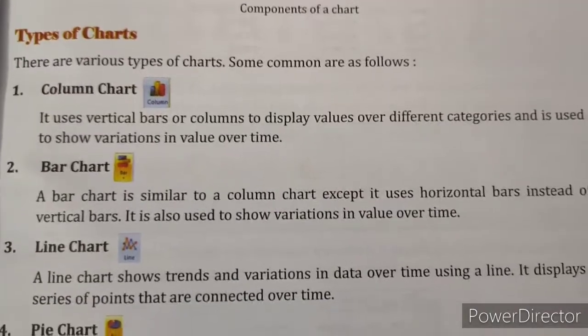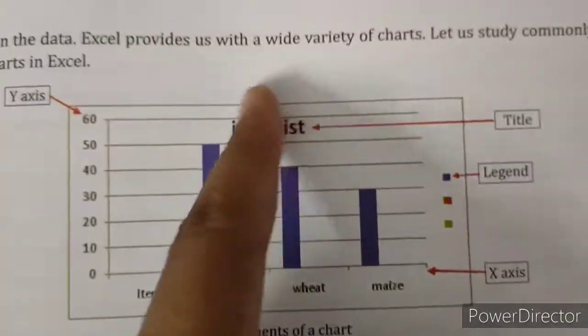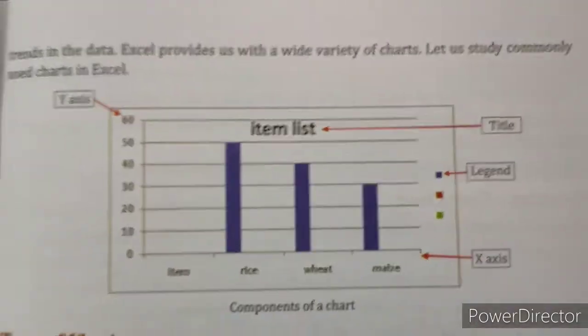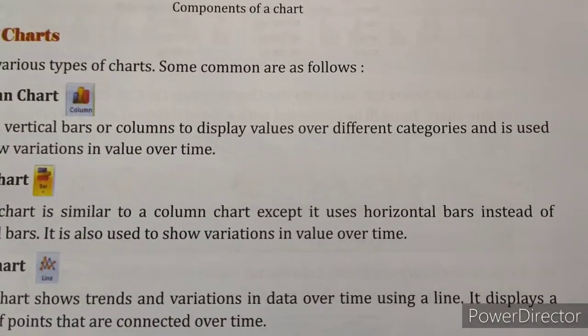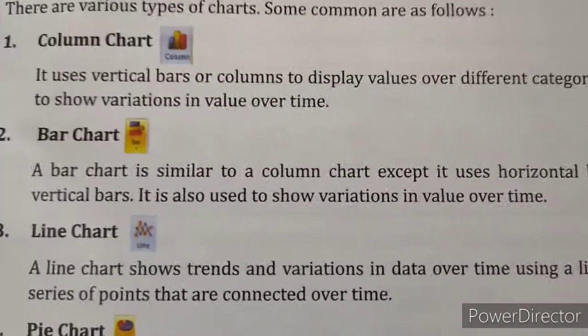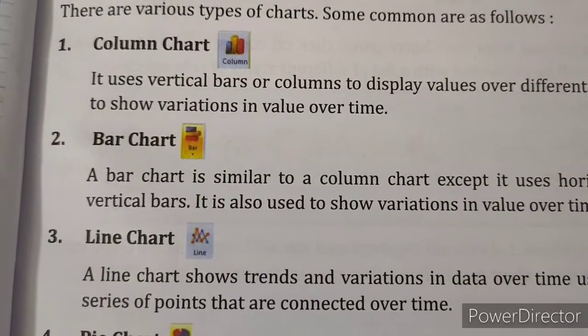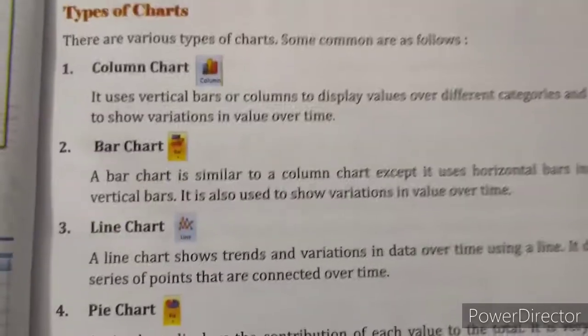Coming to the column chart. The column chart uses vertical bars or columns. See, column means like this, vertical bars. Vertical bars are called columns, so the name came from there only. It uses the vertical bars or columns to display the values over different categories and is used to show variations in value over time.